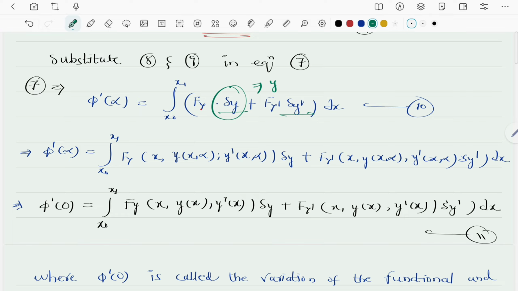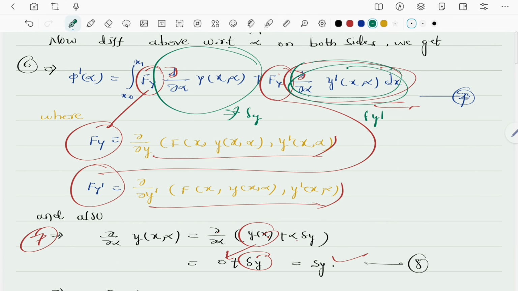We know that delta y is equal to y bar of x minus y of x, which is the derivative of y of x comma alpha, with values equal to delta y and delta y dash respectively. Here we also know that fy is equal to dou by dou y of f of x comma y of x comma alpha and y dash of x comma alpha, and fy dash is equal to dou by dou y dash of f of x comma y of x comma alpha and y dash of x comma alpha. Say these are point A and point B.